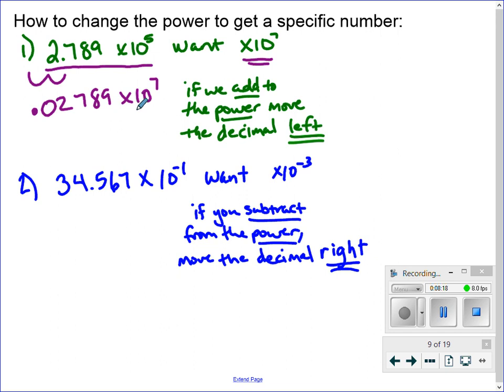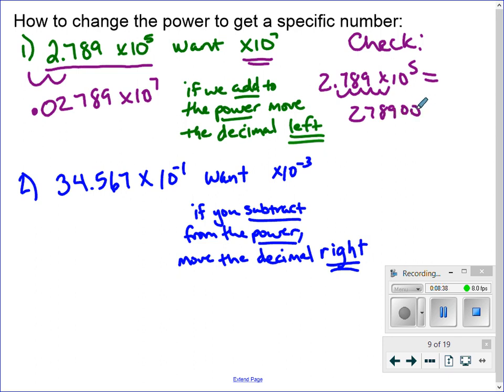Now to check it, you could write both of them as a standard number. So to check, we're going to do 2.789 times 10 to the 5th. That we're going to move it to the right. 1, 2, 3, 4, 5. That's 278,900. That's that as a standard number.